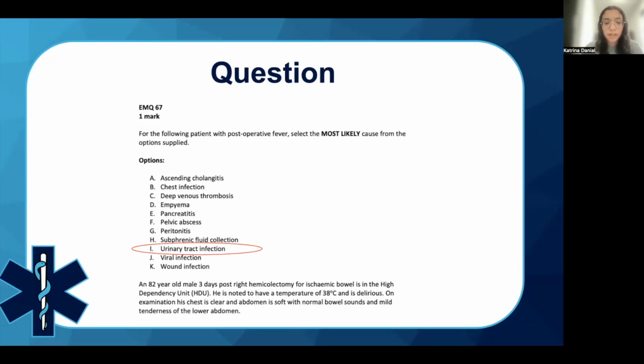It's very, very common. Some other things you could have considered, like a pelvic abscess because he had a hemicolectomy, but it's 3 days post-op, so that's more fitting with the UTI. His chest is clear, so we're not worried about a pneumonia, and also his abdomen is soft, so that points us more towards a UTI versus a pelvic abscess.